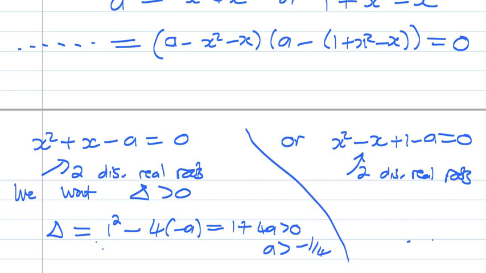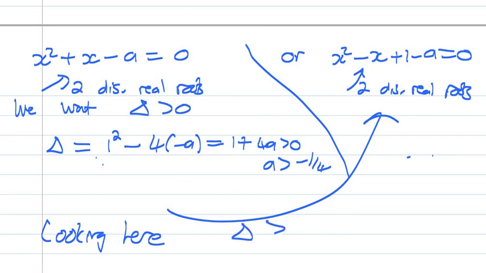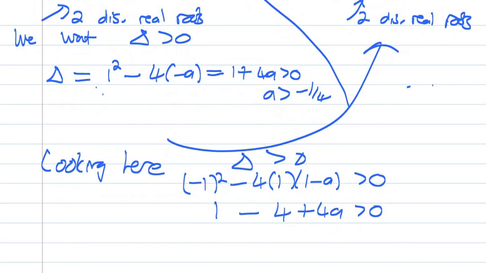So this is coming from there. And so also looking here, we want the discriminant also to be positive. So the coefficient of x is minus 1. So minus 1 squared minus 4 times the coefficient of x squared, which is 1, and that's 1 minus a. That must be positive. So we have 1 minus 4 plus 4a must be positive. So we see that 4a has got to be bigger than 3. So we see a has got to be bigger than 3 quarters.